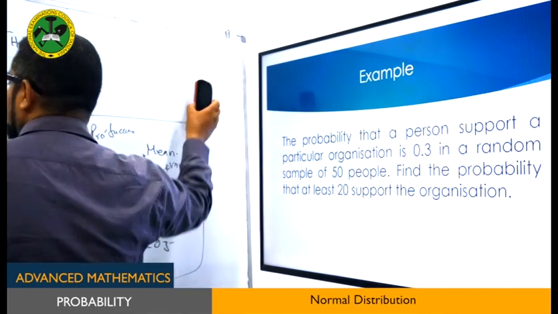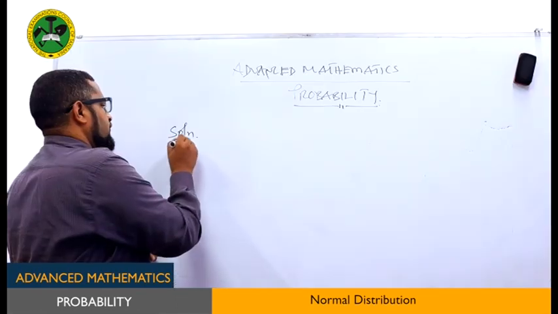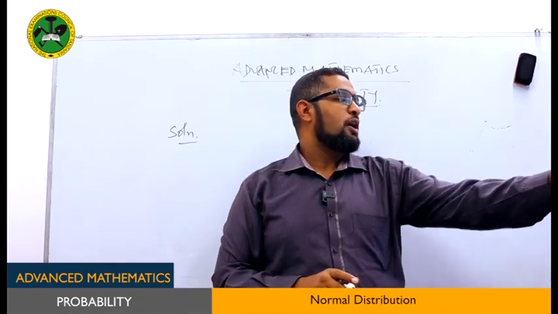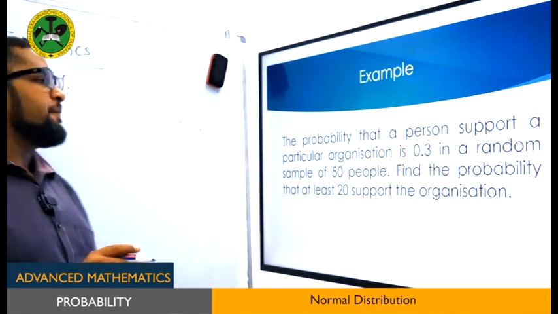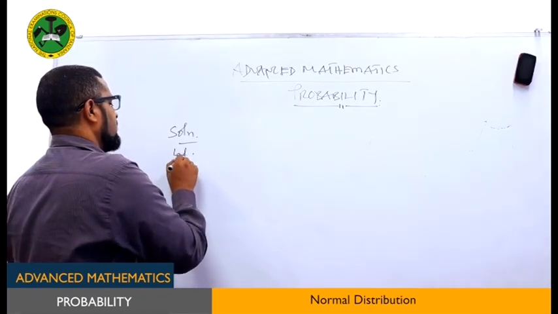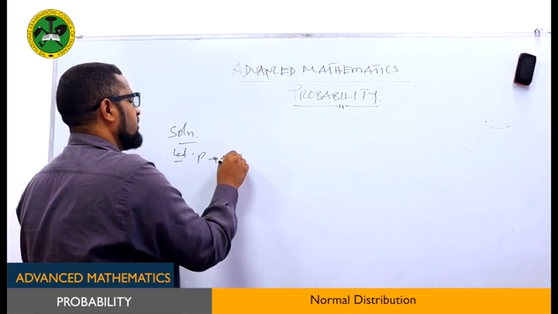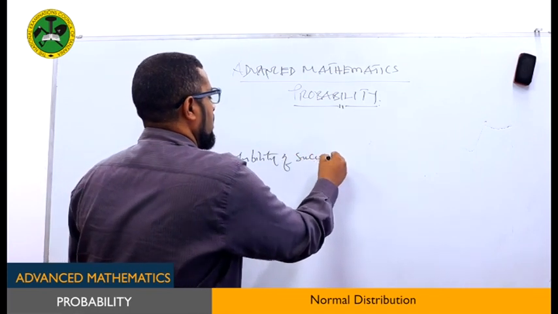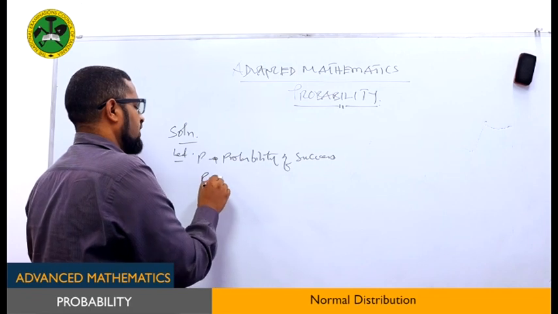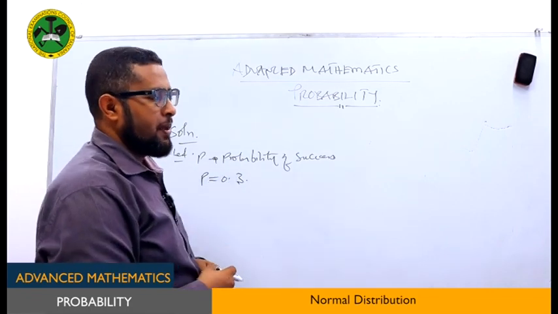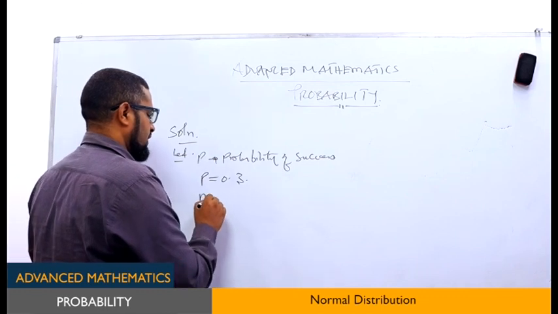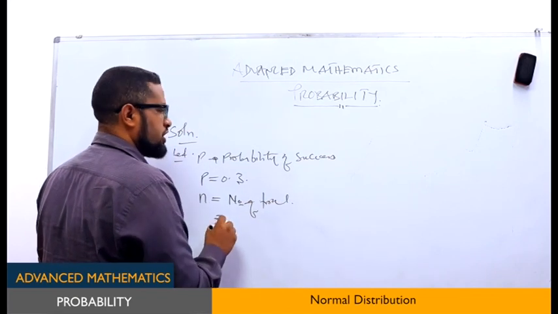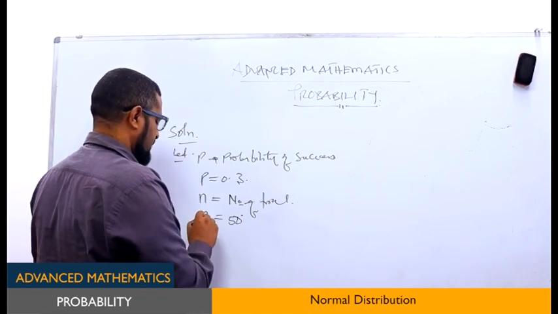Now, let's see how to solve that question. First, write what you're given in the question. Probability that a person supports a particular organization, support means that is the probability of success. So let P be the probability of success, which we are given as 0.3. But also we are given n, this is the number of trials, which is 50. That is n.